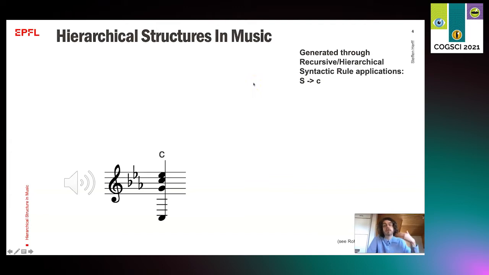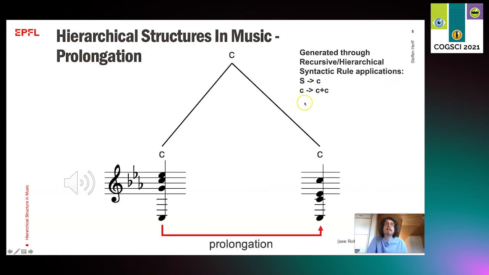Now, through recursive application of rules, we can generate our musical surface, much like we did in the linguistic example in the very beginning. So for example, here we can apply a prolongation rule. What this does is we take our C minor chord and we split it into two C minor chords. We may or may not change the voicing in one of them, but the heart of it is that we are simply prolonging our first symbol.